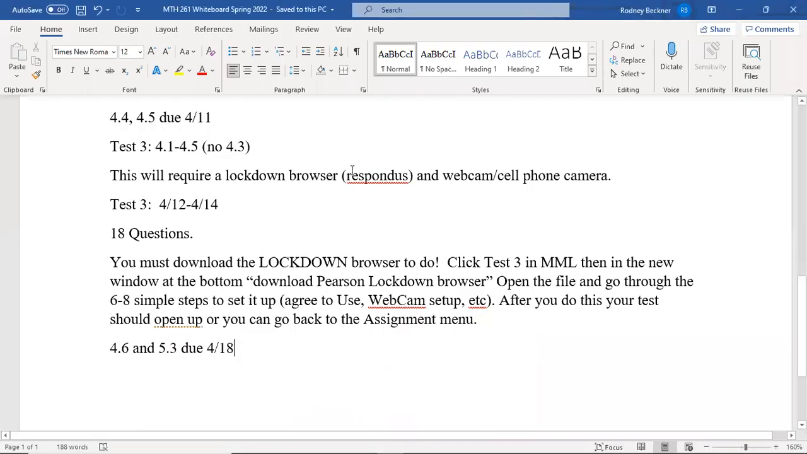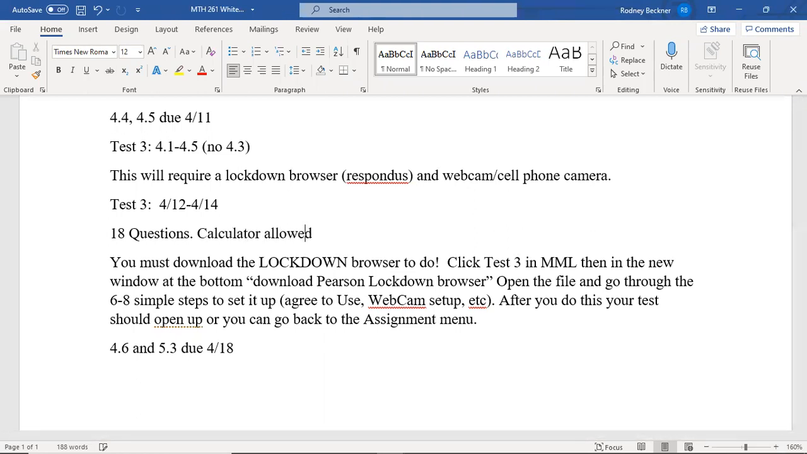Then we'd said test 3 was going to cover 4.1, 4.2, 4.4, and 4.5. So we're still covering 4.6. It's not just going to be in that test. There's already a decent amount of material in those 4 sections to call a test, believe it or not. It's going to be 18 questions. You are allowed a calculator, but of course, show all work.